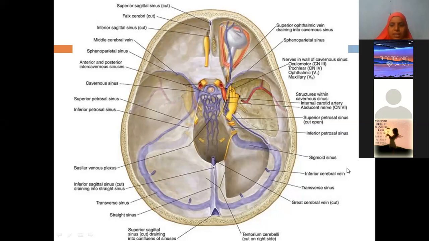Of course, the sigmoid sinus will continue as the internal jugular vein. Internal jugular vein. Very good. What is this? Straight sinus. Great cerebral vein. Great cerebral vein.